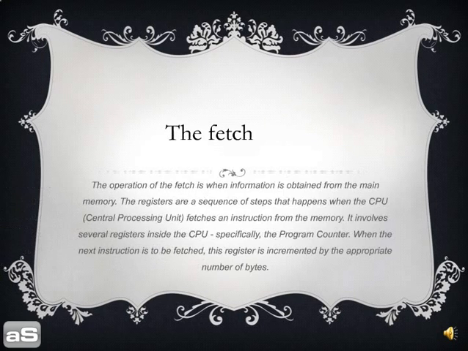The fetch. The operation of the fetch is when information is obtained from the main memory. It is a sequence of steps that happens when the CPU fetches an instruction from the memory. It involves several registers inside the CPU, specifically the program counter. When the next instruction is to be fetched, this register is incremented by the appropriate number of bytes.